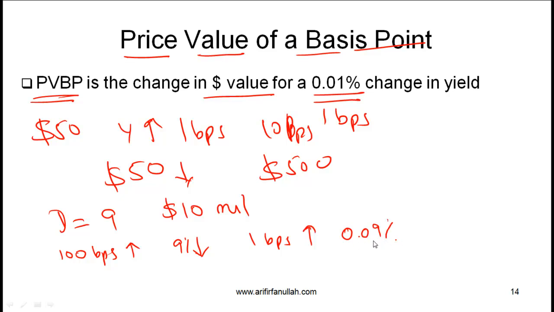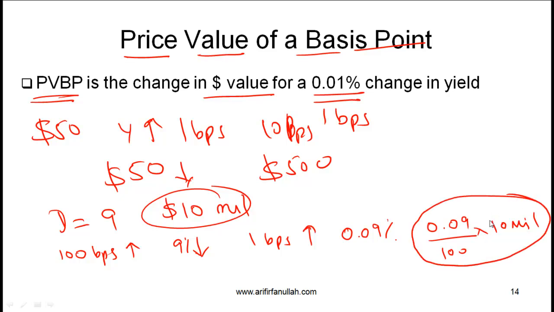0.09%. And if the total value of the portfolio is 10 million, then a 1 basis point increase will mean that the value of the bond comes down by 0.09% of 10 million, which is 0.09 over 100 into 10 million, which you can calculate. So once you calculate this number, that is the price value of a basis point for this portfolio that is worth 10 million and has a duration of 9.